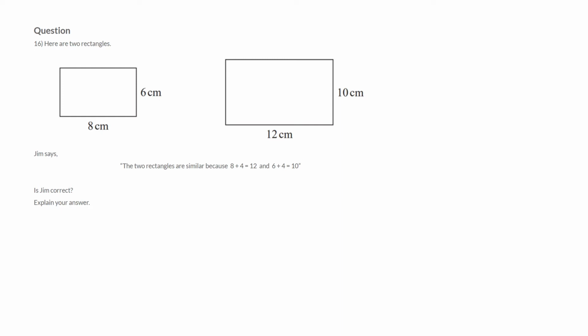Now Jim's adding, and what we're actually interested in is ratio. So let's start off by having a look at the lengths of our rectangles. My first rectangle has a length of 8 centimetres and my second one has a length of 12 centimetres. So the ratio of my lengths is 8 to 12, and I'm going to simplify that as far as I can. The highest common factor of 8 and 12 is 4, so I'm going to divide both sides of my ratio by 4. That will give me a ratio of 2 to 3 for my lengths.